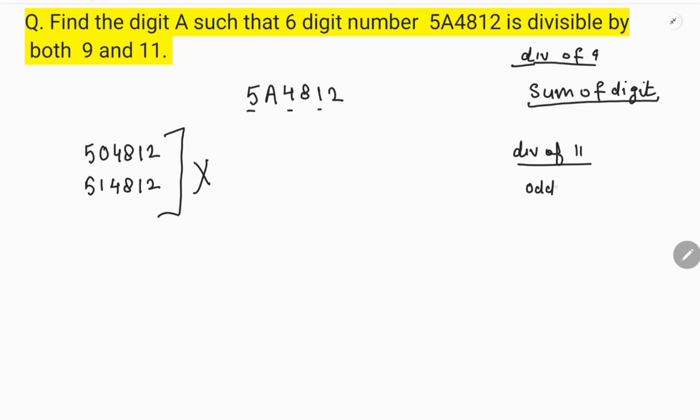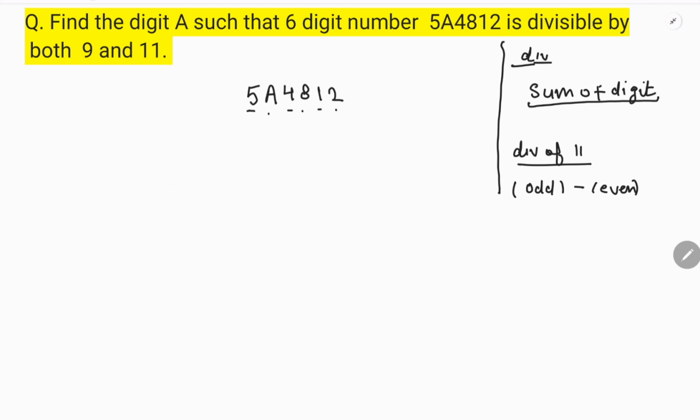You add them, and then you add what? The even positions: this plus this plus this, and then you find the difference. If the difference is divisible by 11, then the number will be divisible by 11. Okay, it seems a little bit hard, but it is very easy. I will show you how.